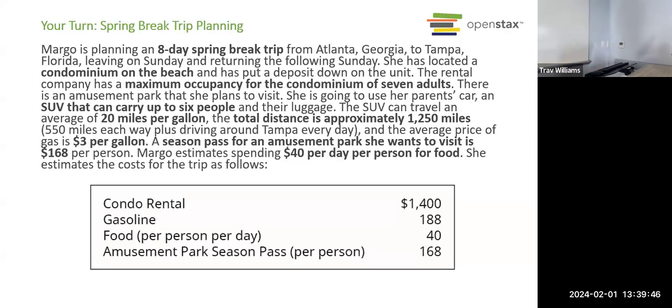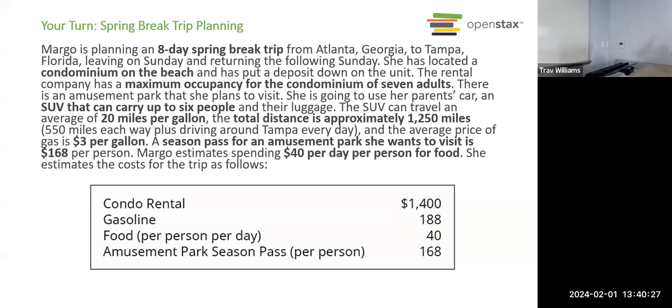Okay, so let's go through this scenario together. We have a person named Margot planning a trip. You'll see there are fixed and variable costs involved. It's an 8-day trip, and she's planning to rent a condo on the beach. The condo can accommodate 7 adults. They're planning to take an SUV that can carry up to 6 people and luggage. They're anticipating 20 miles per gallon, 1,250 miles round trip. You see the cost of gas.